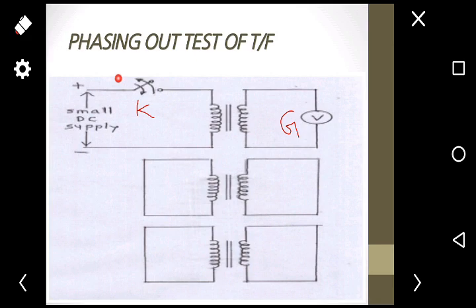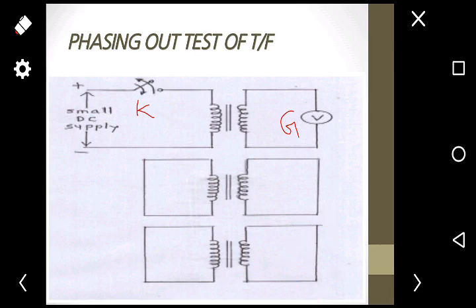A low voltage DC supply is given through a battery source to the primary winding, and a galvanometer to the terminals of the secondary winding which is not short circuited. The key K is connected as shown in the figure. If the key K is pressed or closed, then the deflection is seen on the galvanometer. Similarly, the galvanometer is connected to the other secondary windings and the procedure is repeated.